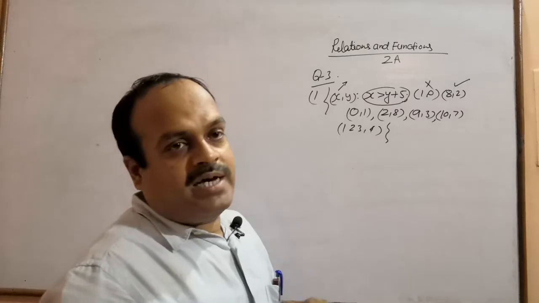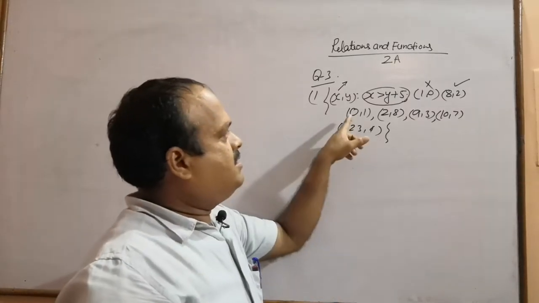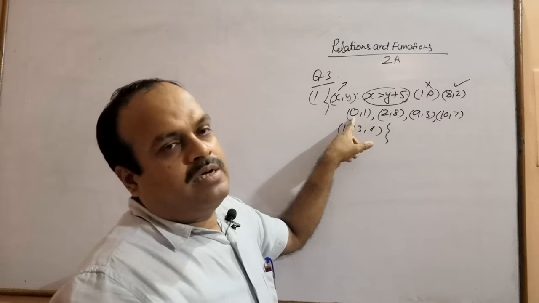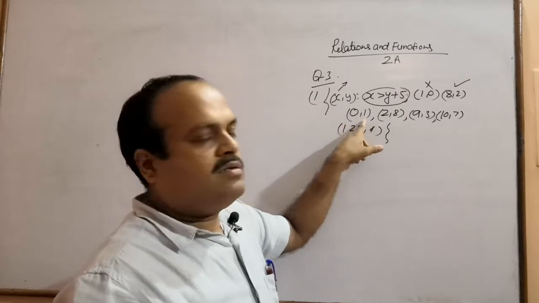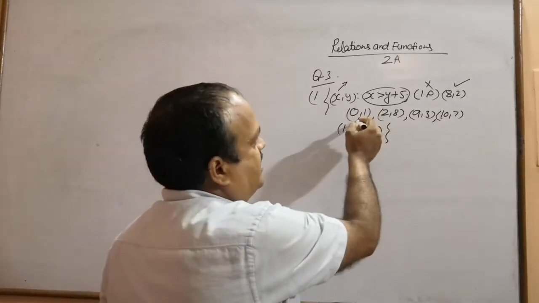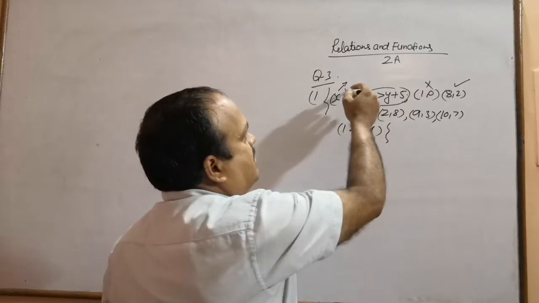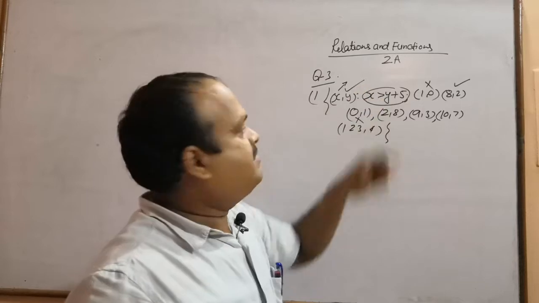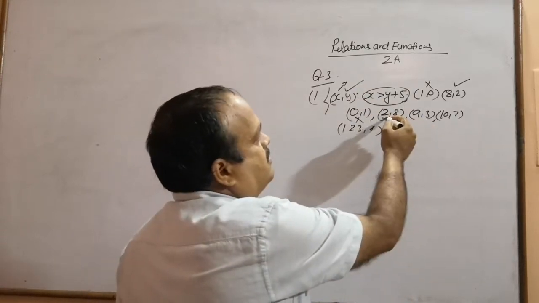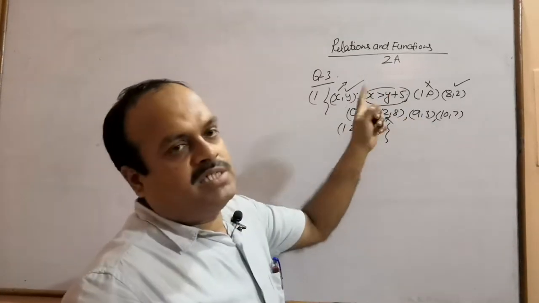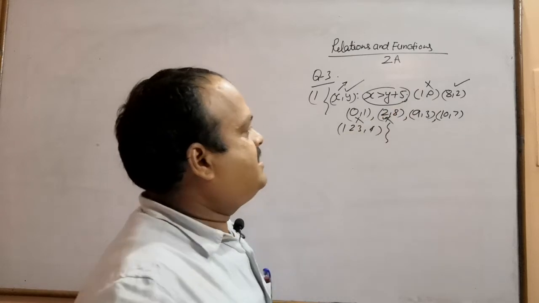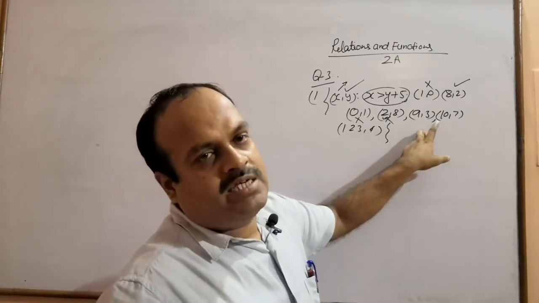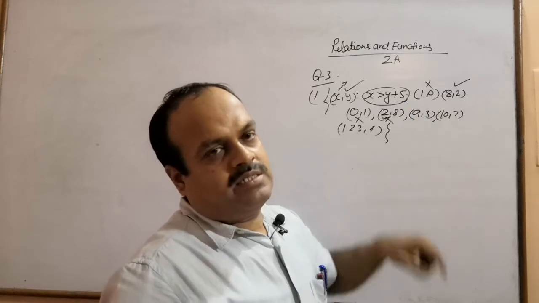Come to the third ordered pair, 0 comma 1. Is 0 5 more than 1? No. So this ordered pair cannot be the part of this relation using this inequation. It cannot be because 2 is not 5 more than 8. Is 9 5 more than 3? Yes.